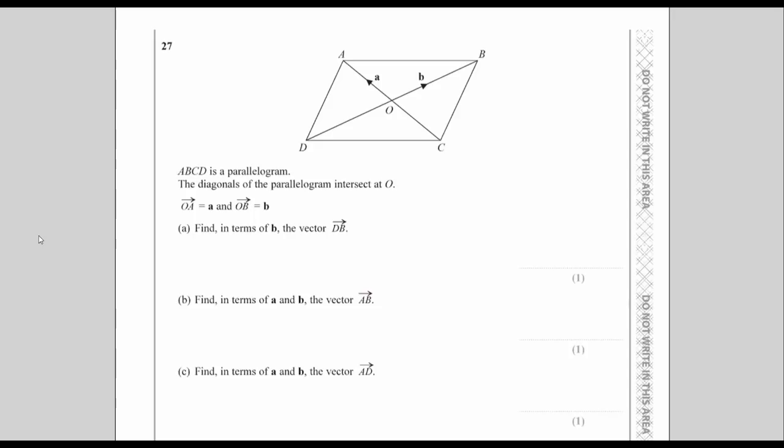Moving on to the final question. Question 27. ABCD is a parallelogram. The diagonals of the parallelogram intersect at O. O to A, let's draw these on. O to A is the vector a, and O to B is the vector b.